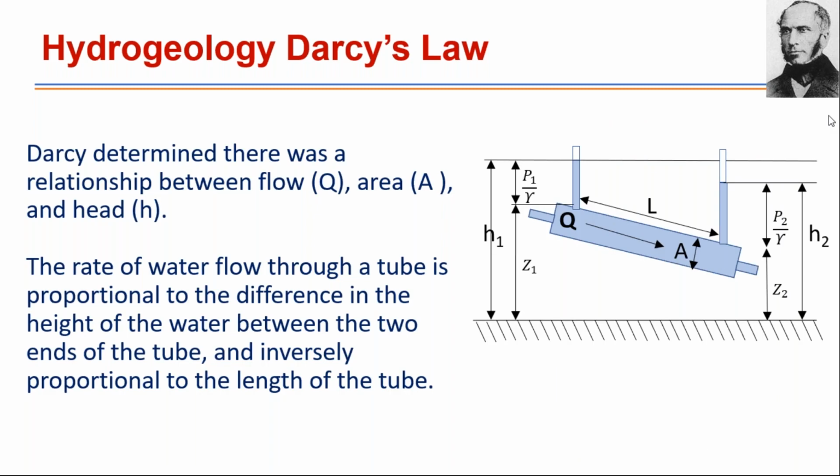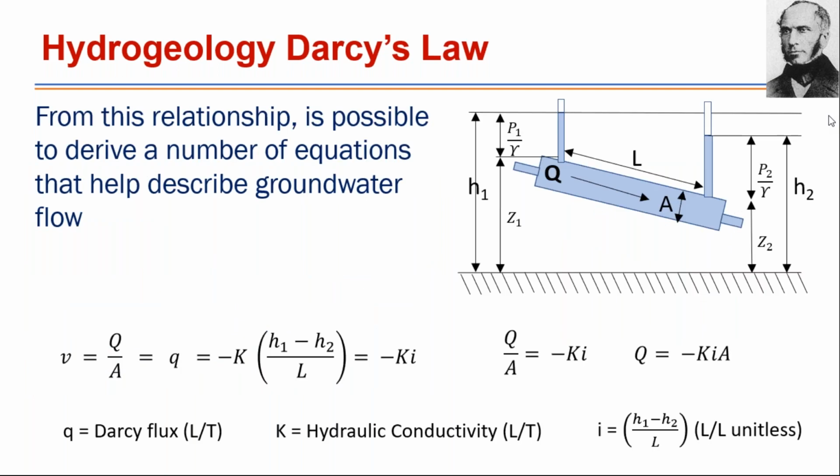So what I said earlier, Darcy determined that there's a relationship between flow, which is Q, the area, and the head. Basically, the rate of water flow through a tube is proportional to the difference in the height of the water, that's the head, between the two ends of the tube, and inversely proportional to the length of the tube. Now, we don't have a lot of tubes in groundwater, but this does fit pretty well. From this relationship, it's possible to derive a number of equations that help describe groundwater flow.